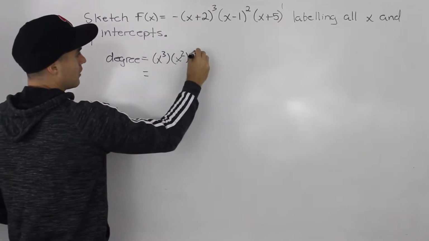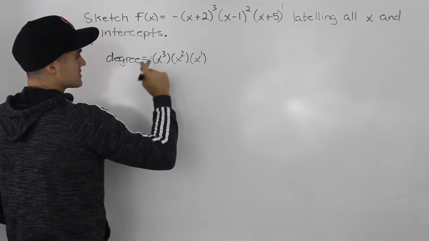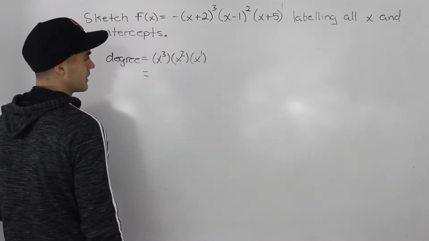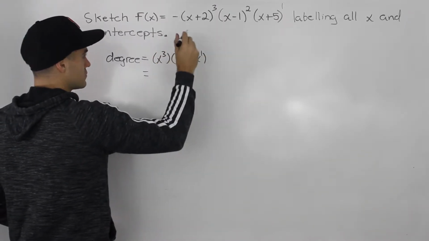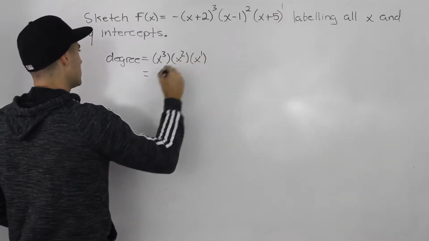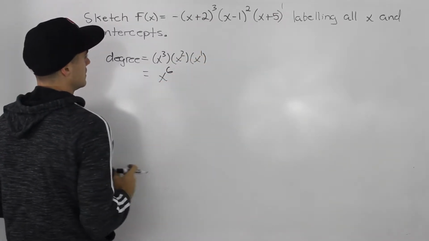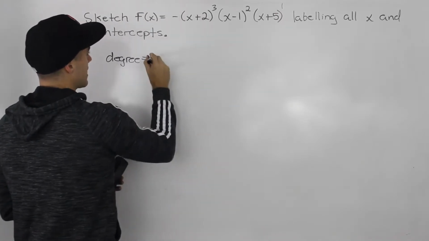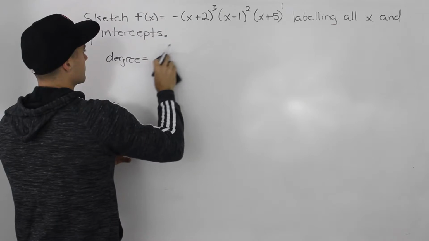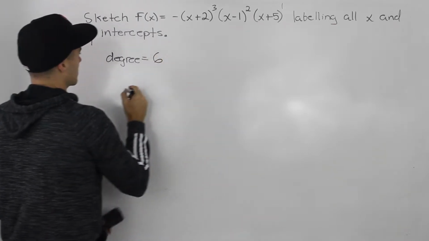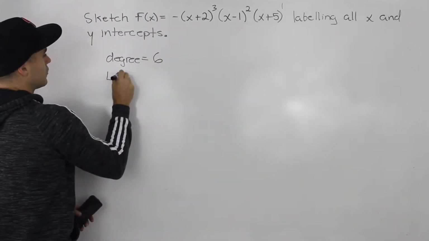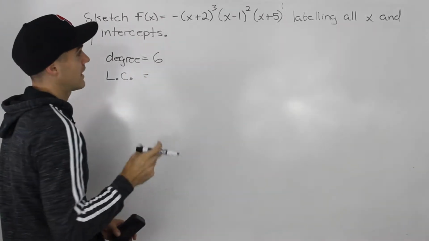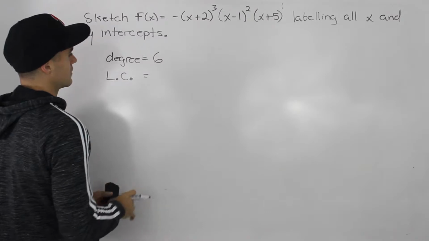So, if you multiply all of these out, same base, you add the exponents, so 3 plus 2 plus 1 would give us 6. So we know that this polynomial has a degree of 6. Now, what about the leading coefficient? What's going to be the coefficient in front of that x to the power of 6?